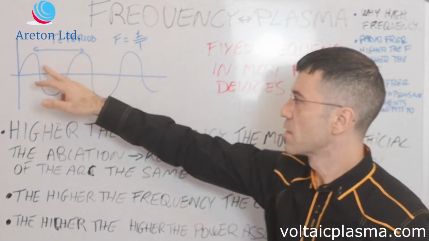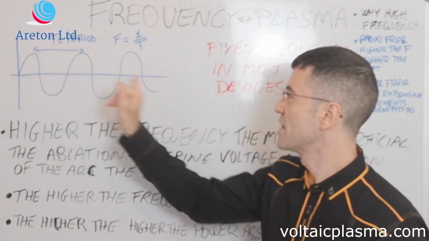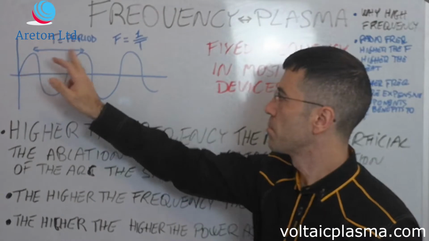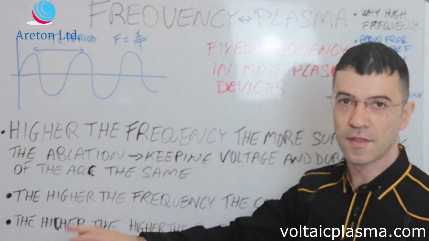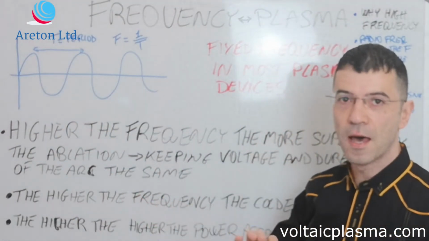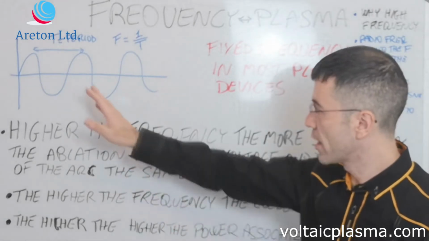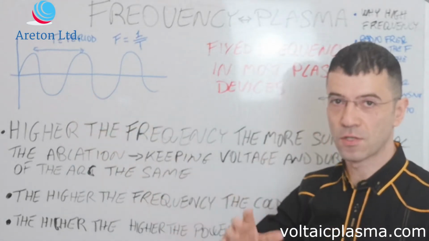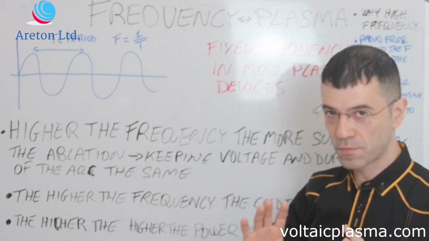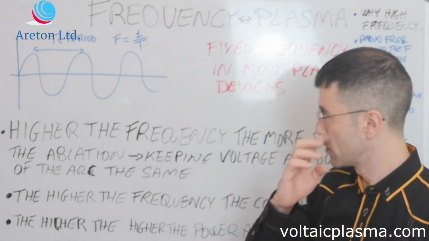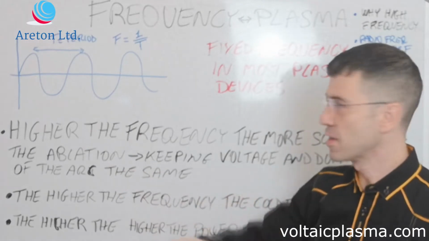defined by the period. The period is the distance in time between one peak and the next. And that applies to any waveform that is periodic, not only the sine wave, any periodic waveform. But this is not that important in this particular video. This is a bit too much theory.